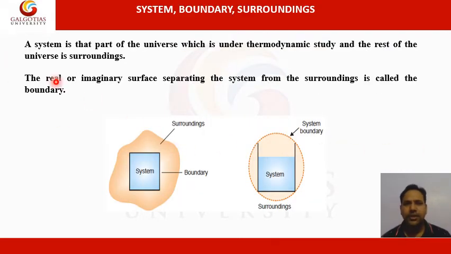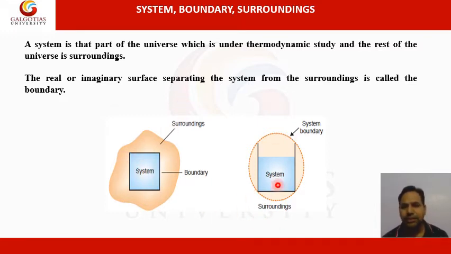Now come to the next slide: system, boundary and surroundings. First of all, you have to know what the system, surroundings and boundary are. A system is a part of the universe which is under thermodynamic study, and the rest of the universe is the surroundings. A real or imaginary surface separating the system from the surroundings is called the boundary. For example, shown here, the system is covered by a layer called the boundary, and beyond this boundary is called the surroundings.